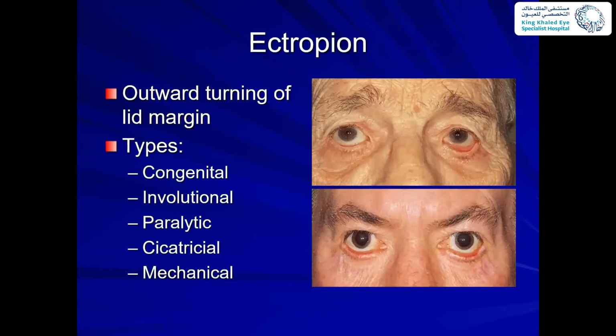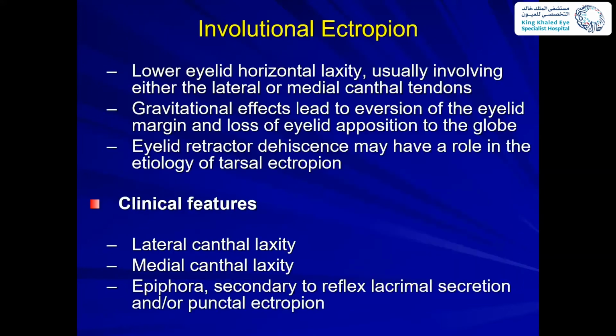Ectropion is the opposite of entropion, meaning outward deviation of the lid margin, and this again can be congenital, involutional, paralytic, cicatricial, or mechanical. As we mentioned, entropion and ectropion are clinical findings. If you want to make a diagnosis, you need to define the cause of this ectropion or entropion.